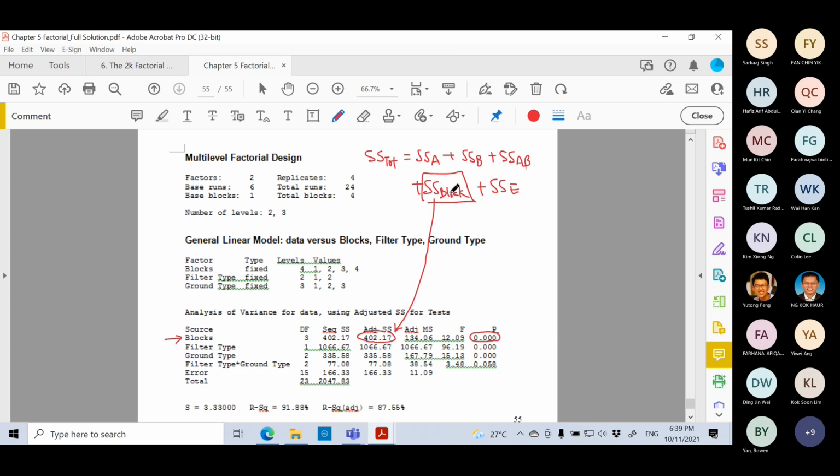If you are not aware that the operator is significant, then you may merge these two components together, and then you are testing. This will lead you to inaccurate results because your sum of squares becomes larger. Okay, so when you take the ratio, you will be dividing by a different value.